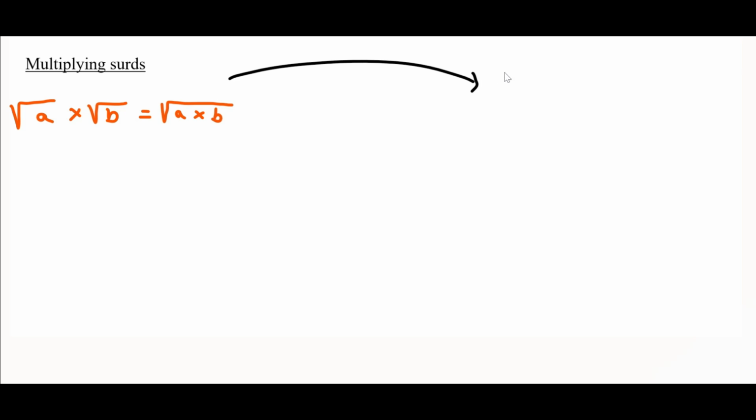An example of this would be if we multiplied root 3 by root 2. Here we just multiply the two numbers, which gives us 6, and we add a square root sign. When we multiply surds, the number inside the root does not need to be the same, unlike when we add or subtract, where it does.